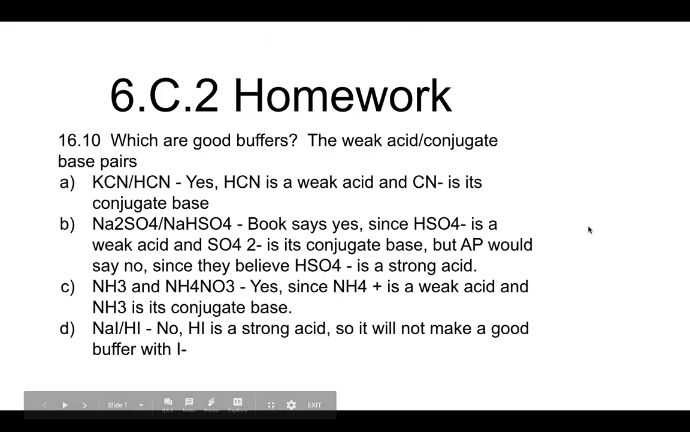Coker. 6.C.2 homework. First question was 16.10, which asks which combinations are good buffers. Remember, to be a good buffer, it has to be a weak acid conjugate base pair. And potassium cyanide, hydrogen cyanide, will be a good buffer because HCN is hydrocyanic acid, which is a weak acid, and CN minus from the KCN would be its conjugate base, and K plus would be a spectator ion. So a mixture of a weak acid and its conjugate base is a good buffer.